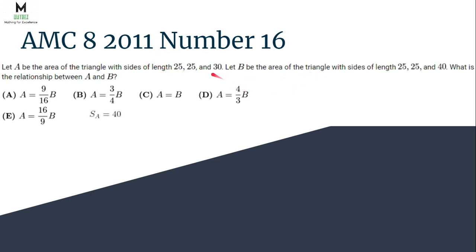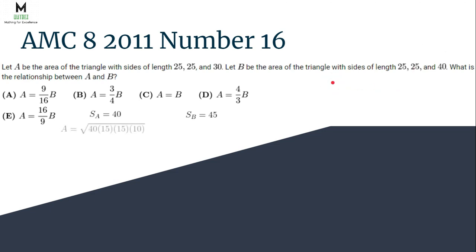Well, first we find that the semiperimeter of this first triangle, A, is 40, because 25 plus 25 plus 30 would give us a total perimeter of 80, and dividing by 2 gives 40. Similarly, the semiperimeter of triangle B would be 45, because if we add up all the side lengths, 25, 25, and 40, we get a sum of 90, and half of that is 45.